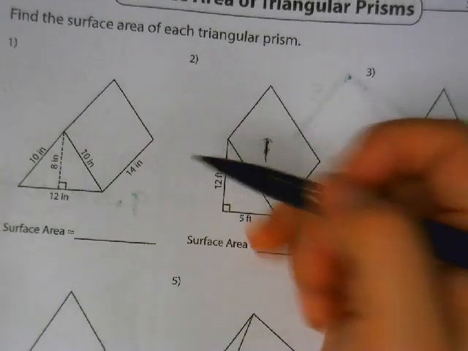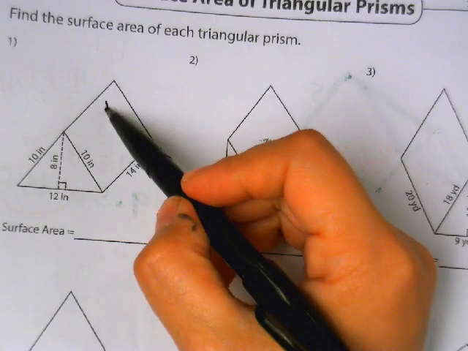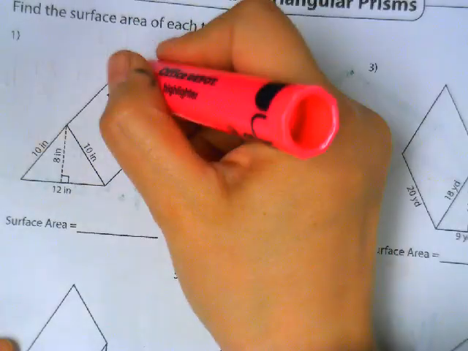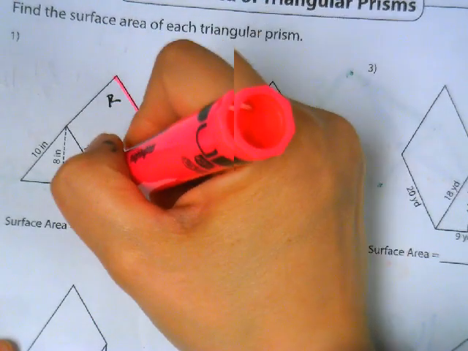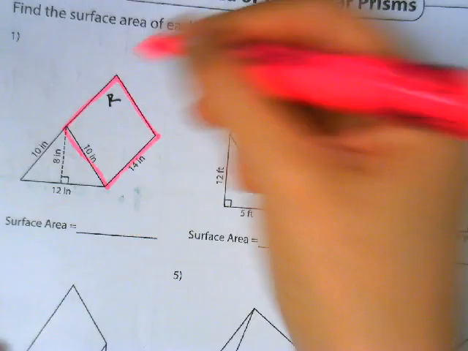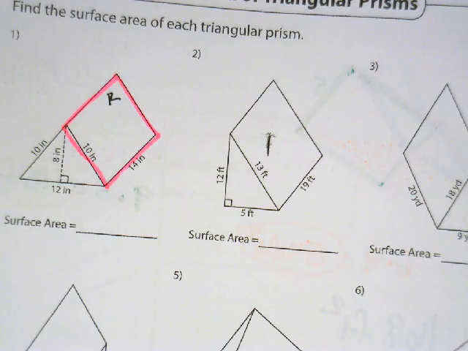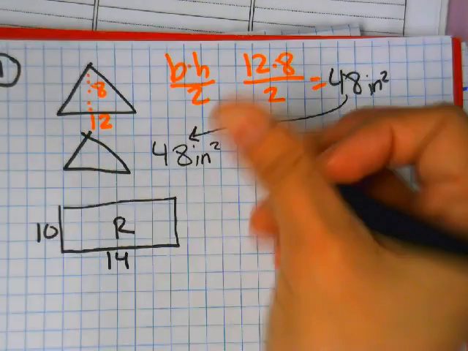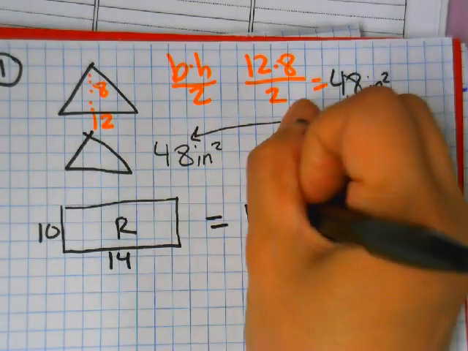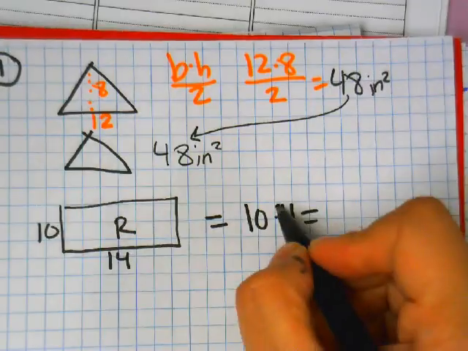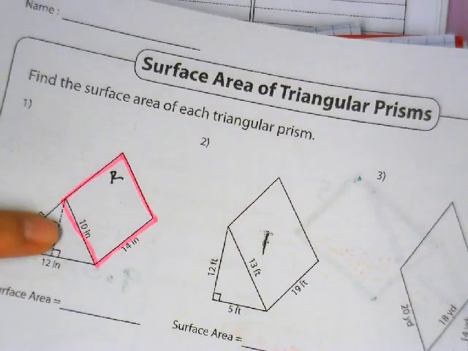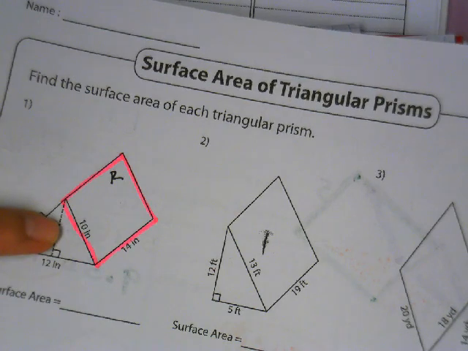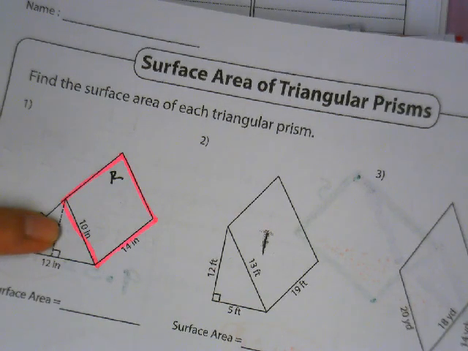Here's my right rectangle. Let me highlight it. This one's the easiest one. Always start with the rectangle that you see. What are my two numbers? Okay, so I'm going to write that down. 10 and 14. That's that rectangle right there. What's 10 times 14? 140.